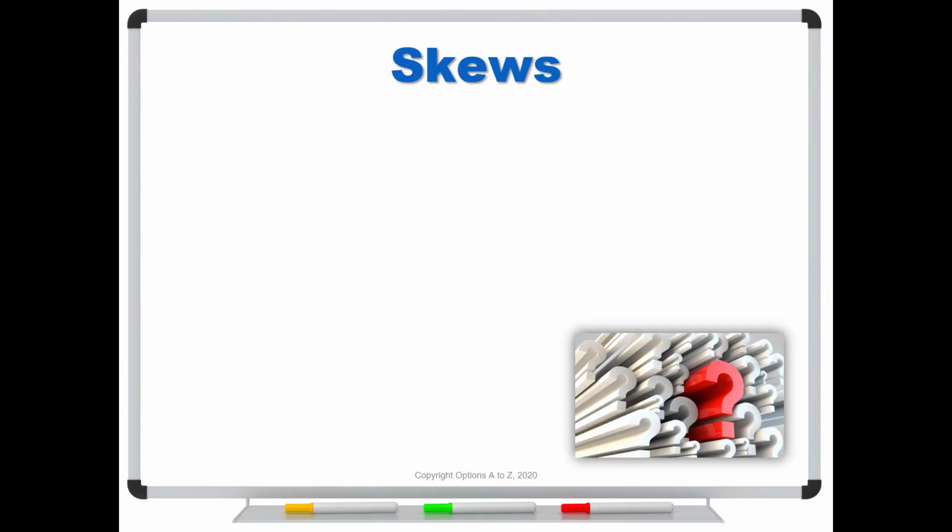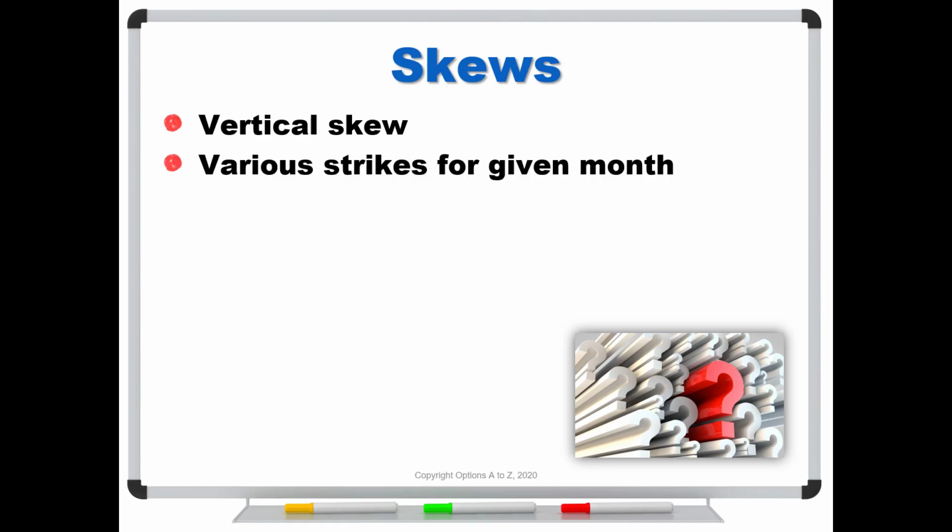So remember, there are several types of skews. A very common one is called a vertical skew, where you've got various strikes, but you're looking at a given month. So it might be all of the October calls or all of the October puts or a combination of them. But those would be a vertical skew, or most of the time we just call it a regular skew. There's also a horizontal skew, sometimes called a tilt.